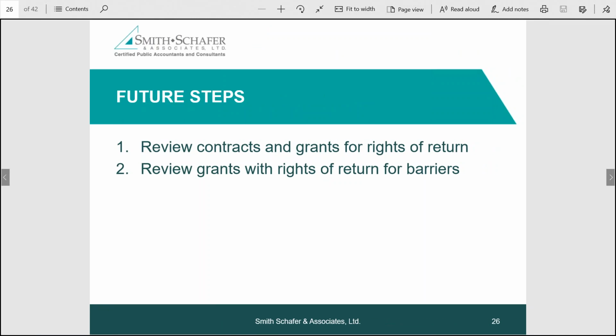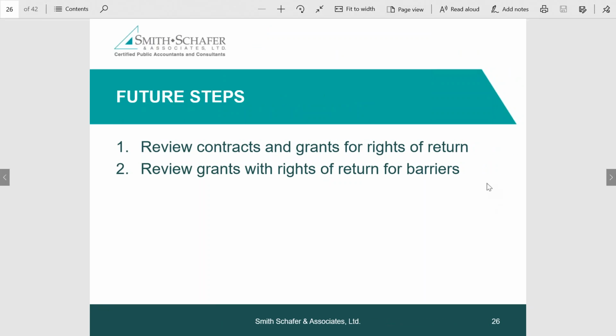Future steps related to this standard is really look at your contracts. If you have any contracts with mostly government agencies, but really anybody that you're recognizing revenue on, you'll want to look at those contracts and make sure you understand, is this a reciprocal or a non-reciprocal transaction? And then you'll want to review your grants, your larger contributions, and make sure you have grant letters or some sort of contribution letter so you can identify those right of return barriers or any of those conditions.